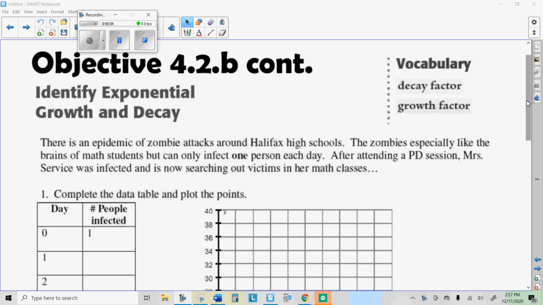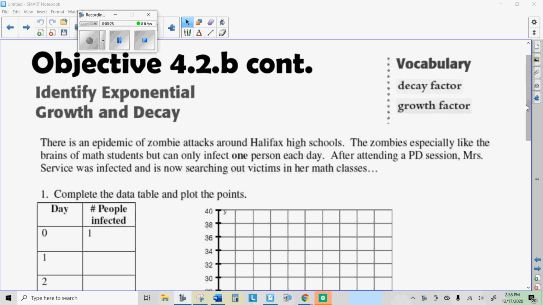It's Mr. Hermanson again. We are going to continue with exponential growth and decay relationships. Today we're going to learn how to recognize graphs and tables of exponential growth and decay situations. And hopefully by the time we're done here, you'll be really good at recognizing them and writing equations for them.